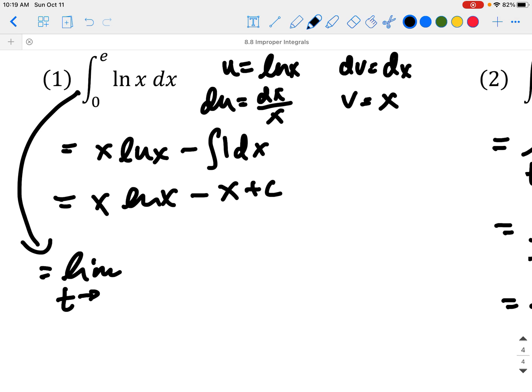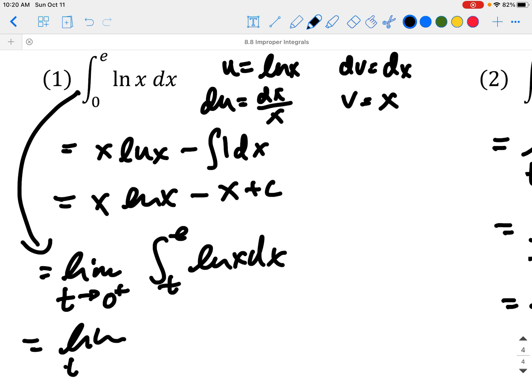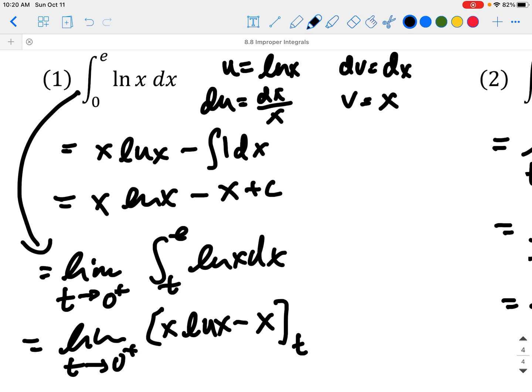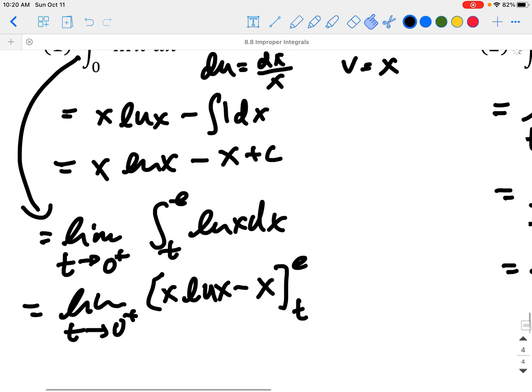So we're going to have the limit as t approaches 0 from the right, and we can see that the natural log is going to be approaching negative infinity as we approach 0 from the right. So we'll have the integral from t to e of natural log of x dx. Then we'll have the limit as t approaches 0 from the right of x natural log of x minus x, from t to e.